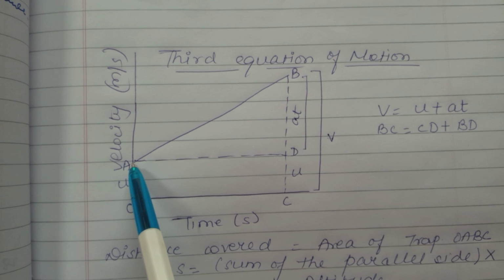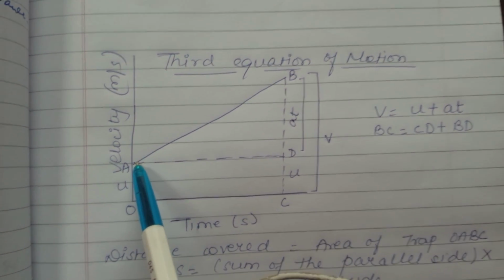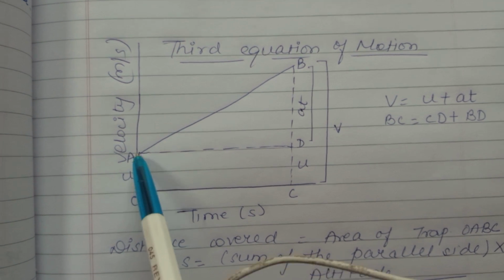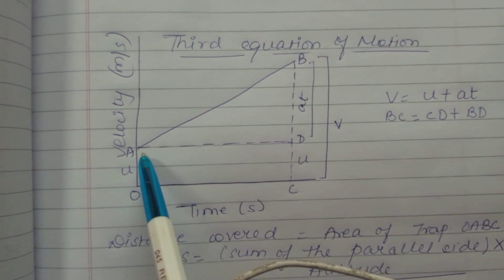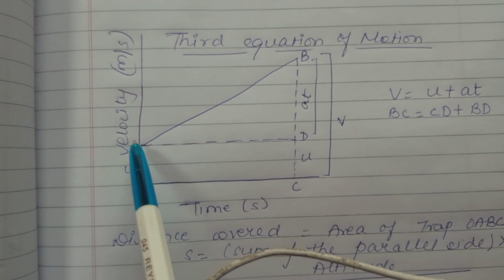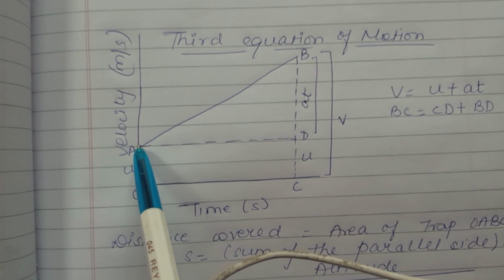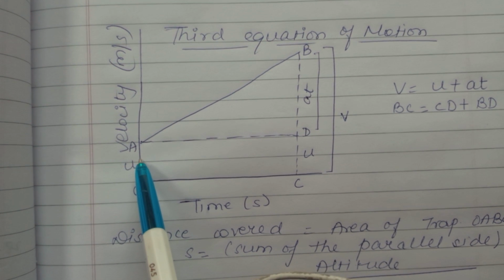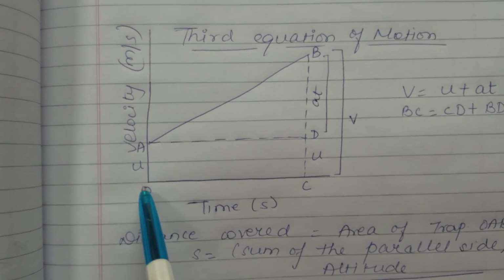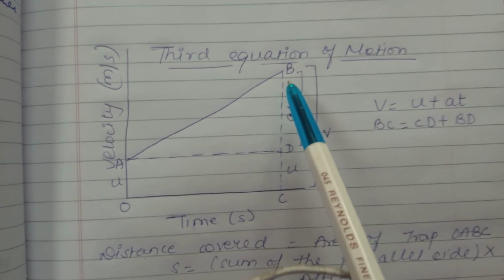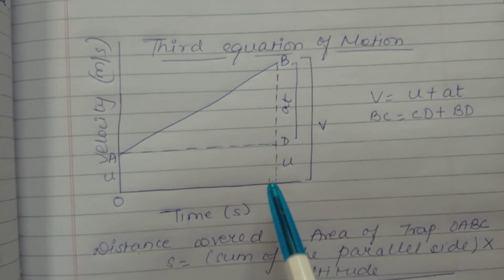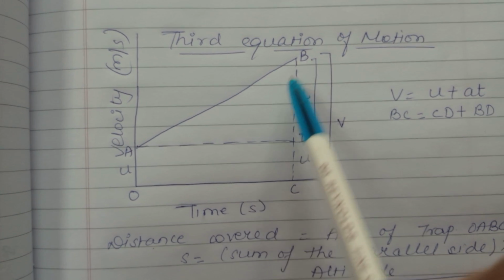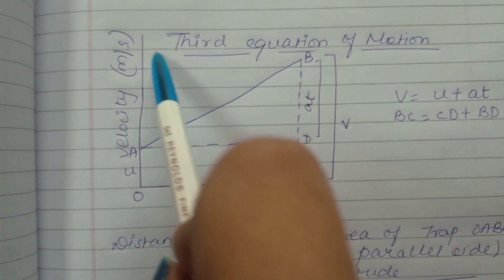Now when the object has started off with this velocity at point A, that means OA is the initial velocity. Suppose it is 5 here, okay? So 5 meter per second will be the initial velocity, and that 5 will be this much, 0 to 5. When it reaches B, this complete line is the final velocity, okay?